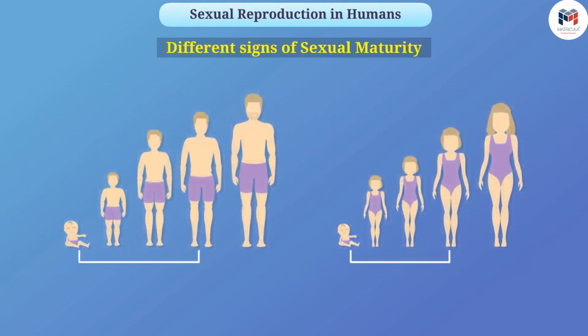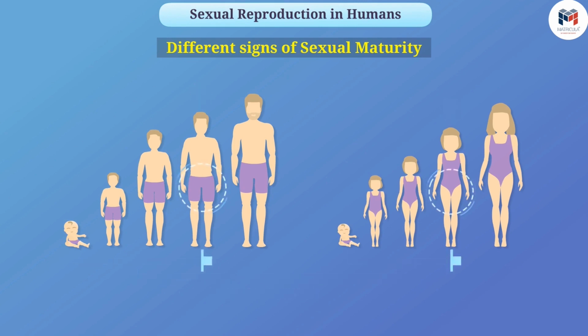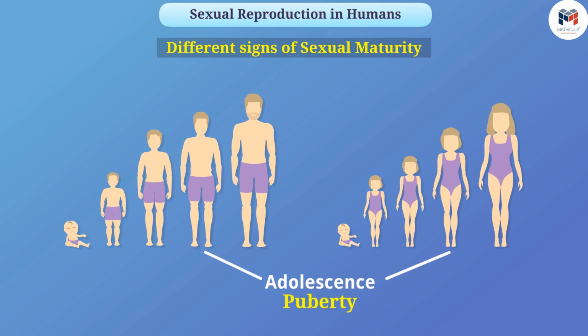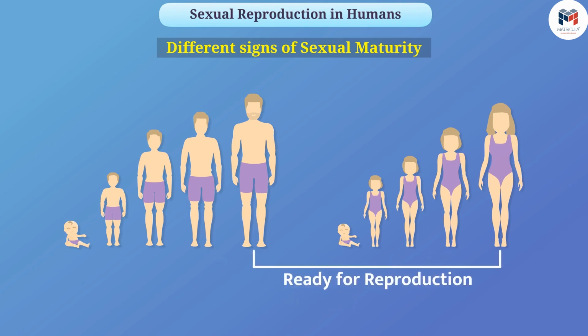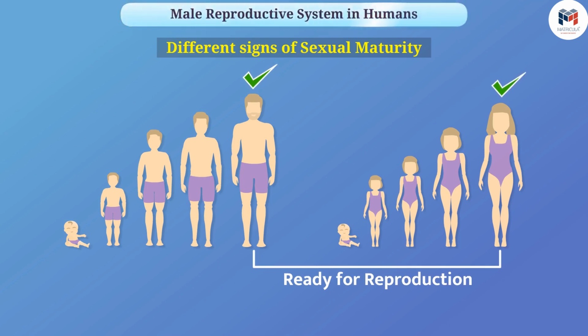From birth to adolescence, the body primarily focuses on physical growth. But as the rate of physical growth slows down in the early years of adolescence, the reproductive tissue begins to develop. This period of adolescence is called puberty. Males and females become ready for reproduction after sexual maturity. Let us now understand the male reproductive system in humans.